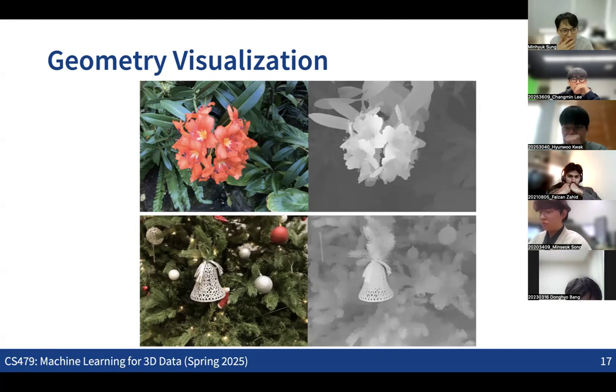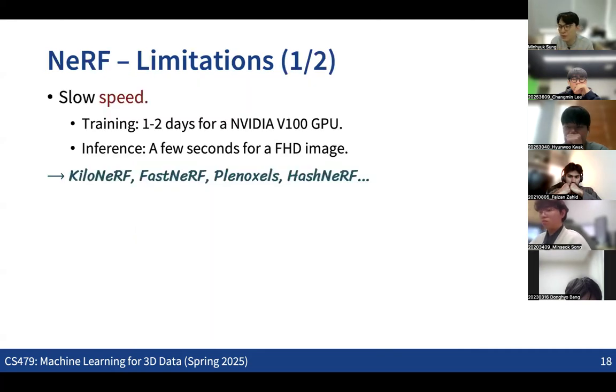Looks really cool, but there are also quite many limitations of this basic architecture, and there is lots of following research that happened in the last 5 years to overcome some limitations of the neural radiance field.